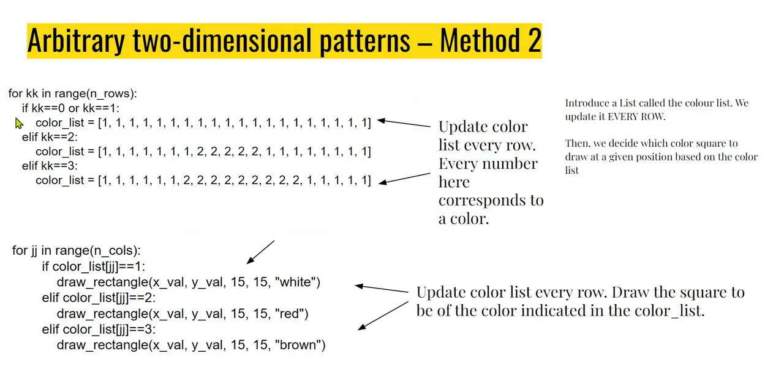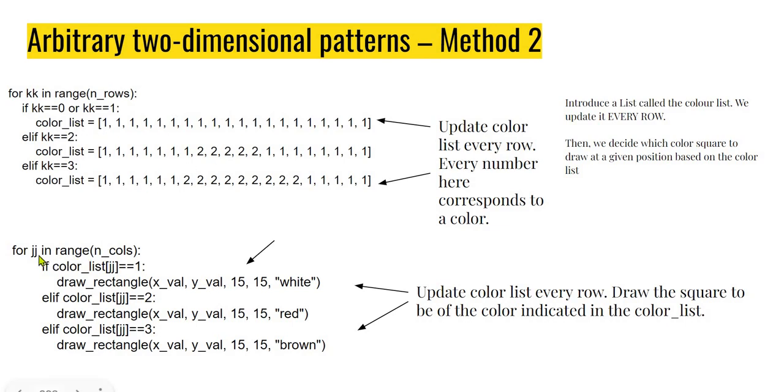We have covered previously how to draw arbitrary patterns like a Mario. I'm linking that video over here. The idea is that we go row by row. So for example, for KK in range n rows, and for every row, we define a color list. Now, a color list is an instruction to the computer to draw a certain color. For example, 1 means white. So on this row, the color list is, for example, all ones.